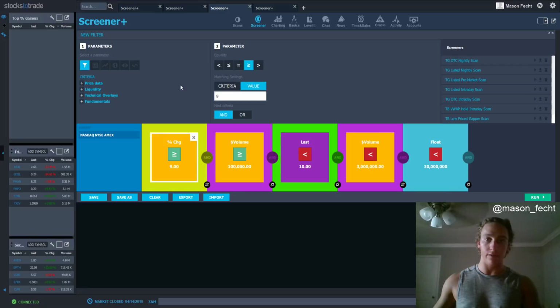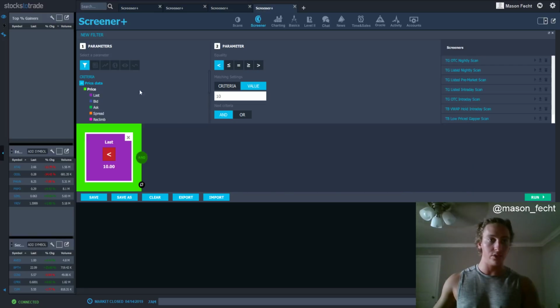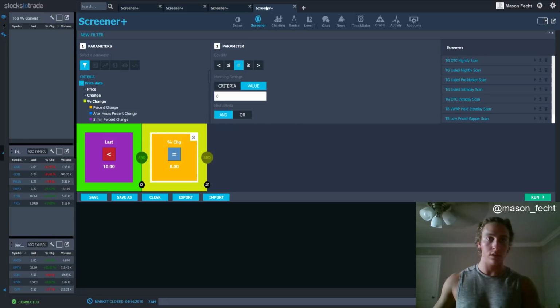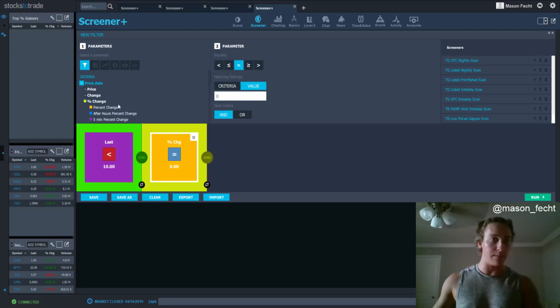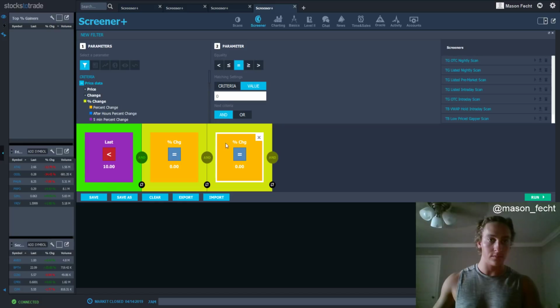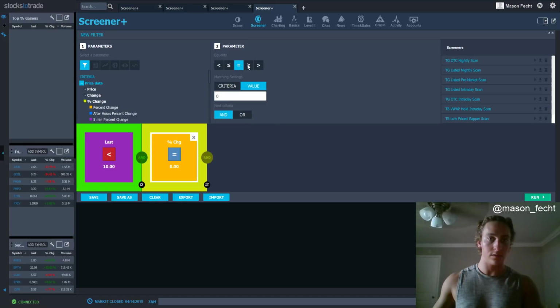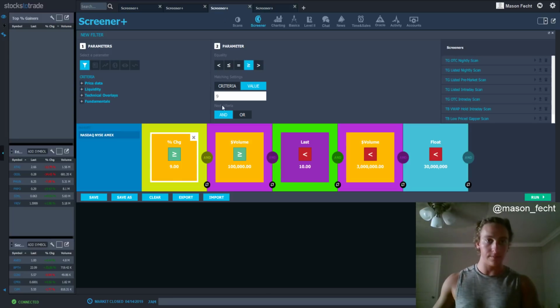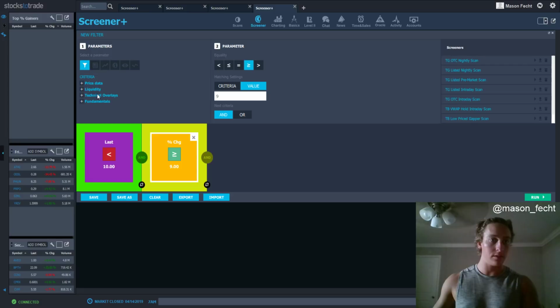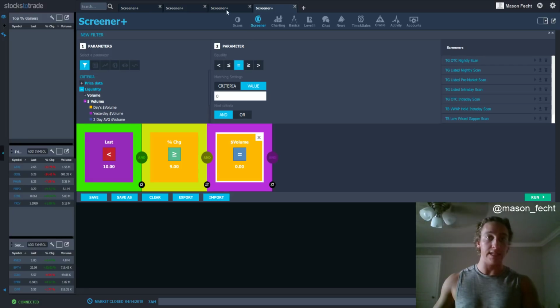Next we have percent change, which I have set to greater than or equal to 9%. And next we'll go to the liquidity tab, dollar volume, days dollar volume.